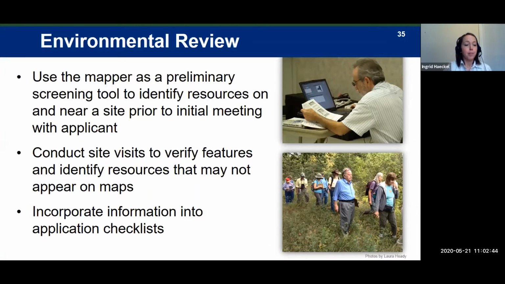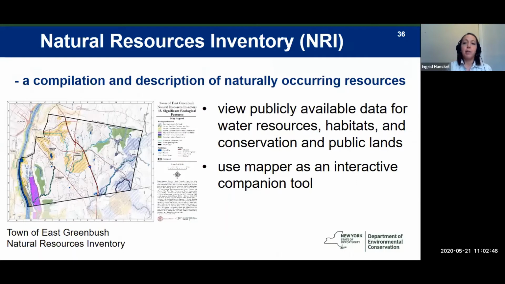Our program has also been working with numerous communities to develop natural resources inventories, or NRIs, including this one from the town of East Greenbush, which actually got an award from CDRPC earlier this year. An NRI is basically a compilation of existing information about natural resources in an area. And the mapper can help inform what information you decide to include in an NRI, which of course goes further to provide interpretation and analysis of that and description customized to the municipality. And the mapper could also be a companion tool to be able to query and use that data more interactively.